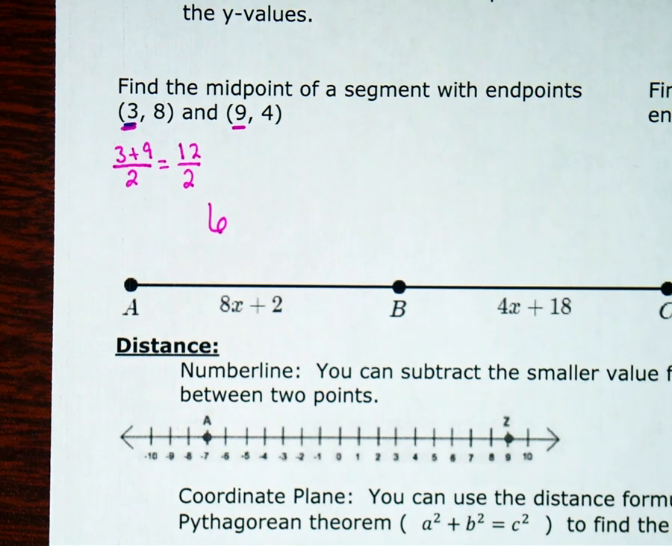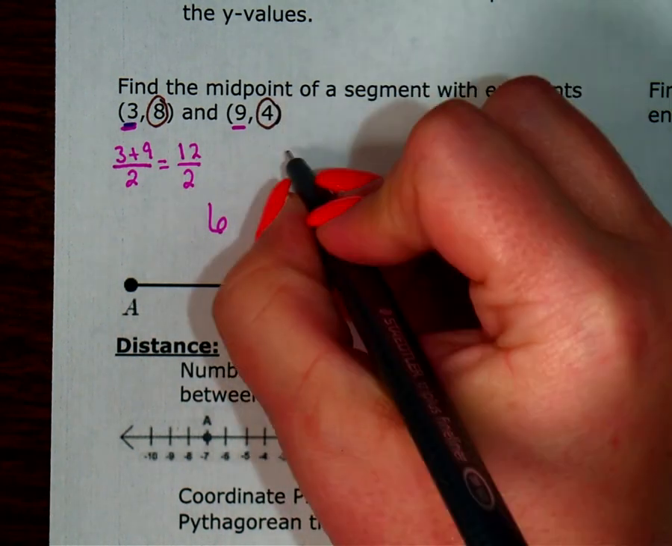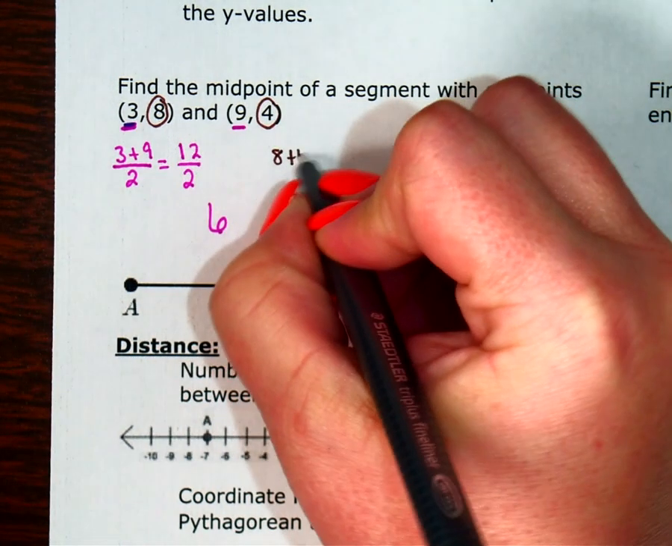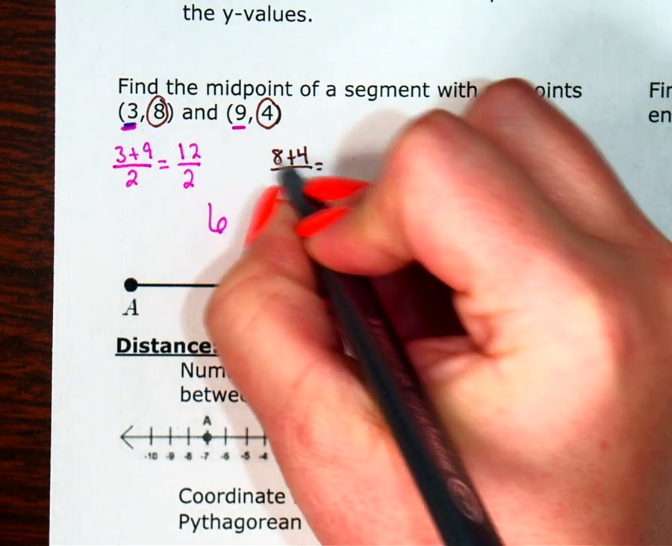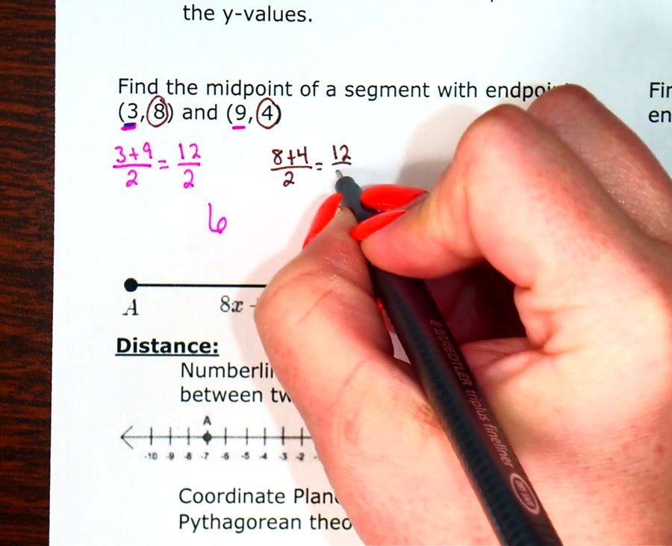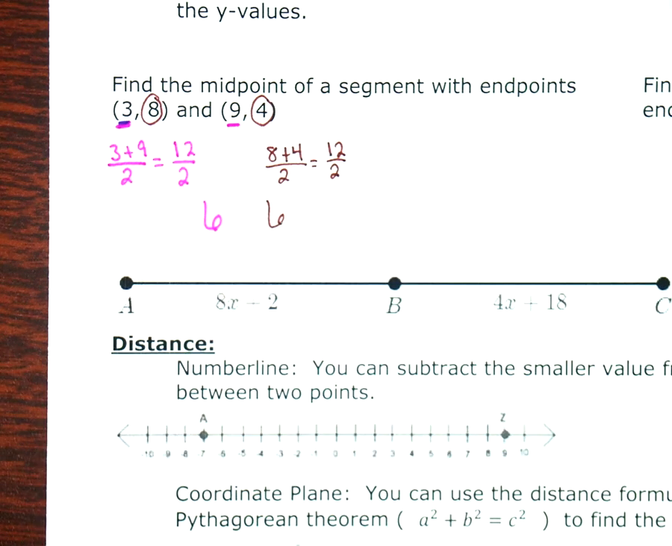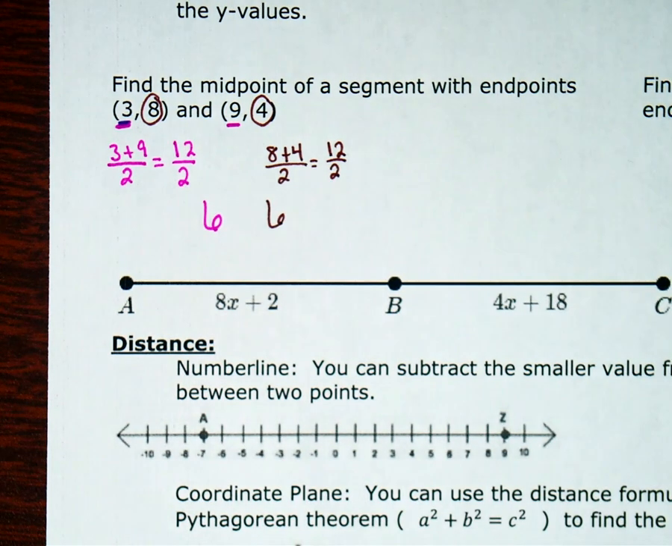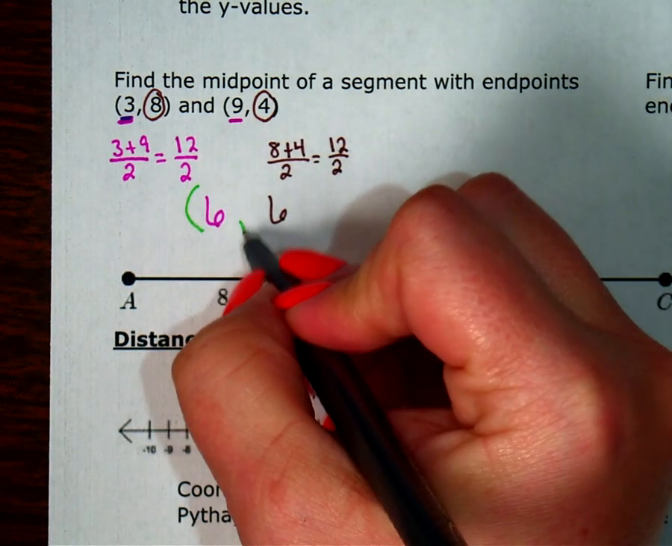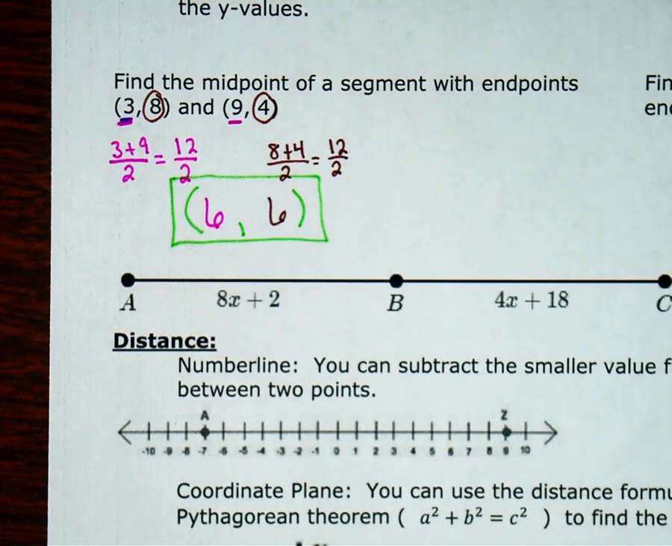Okay, for my y values, my y values are 8 and 4. So if I average those together, 8 plus 4 divided by 2, 8 plus 4 is 12, divided by 2 is also 6. So I end up with the point (6, 6) as my midpoint. Okay? So that is my midpoint for that.